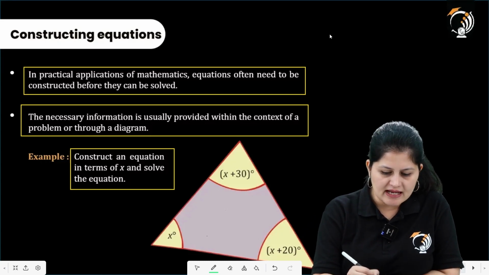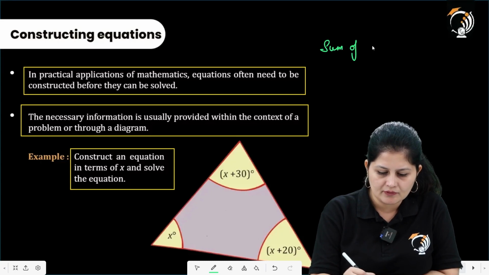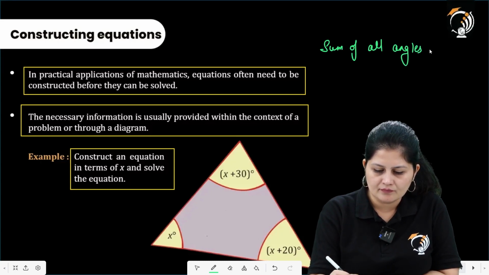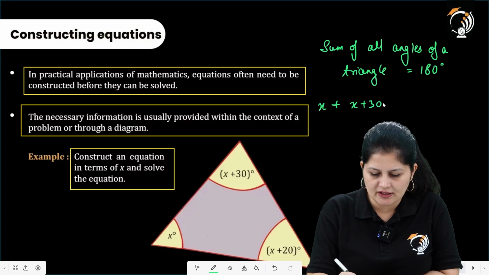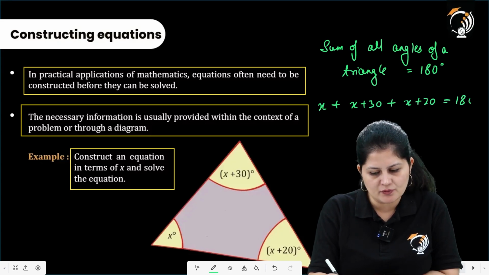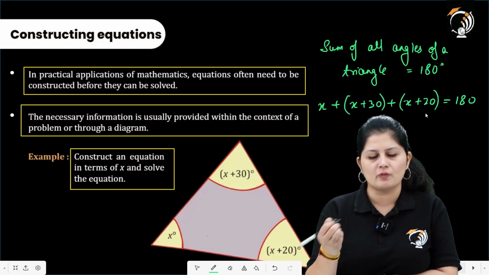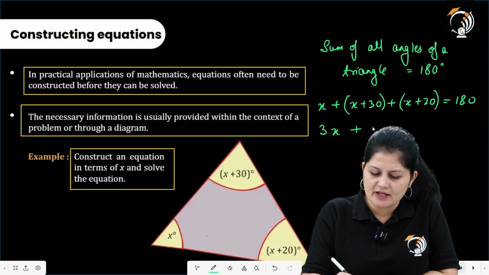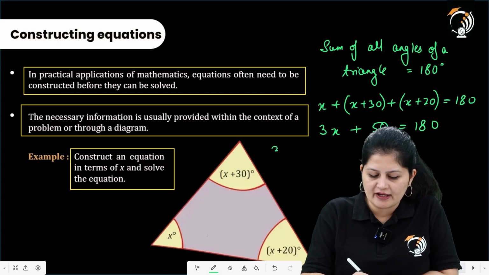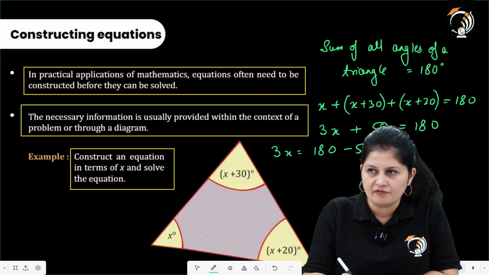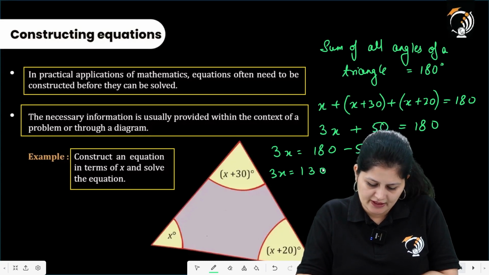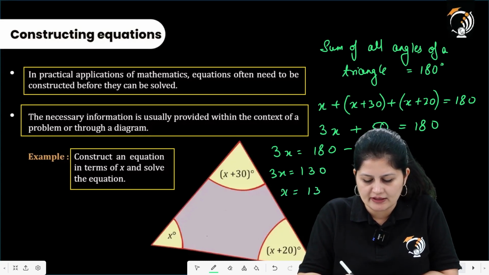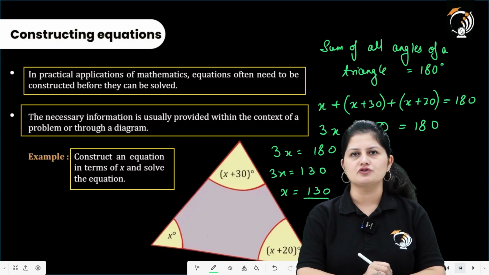Okay, so the sum of all angles of a triangle is equal to 180 degrees, right? So clearly, x plus 30 plus x plus 20 will be equal to 180 degrees. This is what we can write according to the question. So we are getting 3x plus 50 is equal to 180 degrees. So 3x is equal to 180 minus 50 degrees. Correct? So 3x is equal to 130 degrees. In order to get the value of x, it is going to be 130 over 3. That is the value of x that we are going to get here. I hope that we are clear.